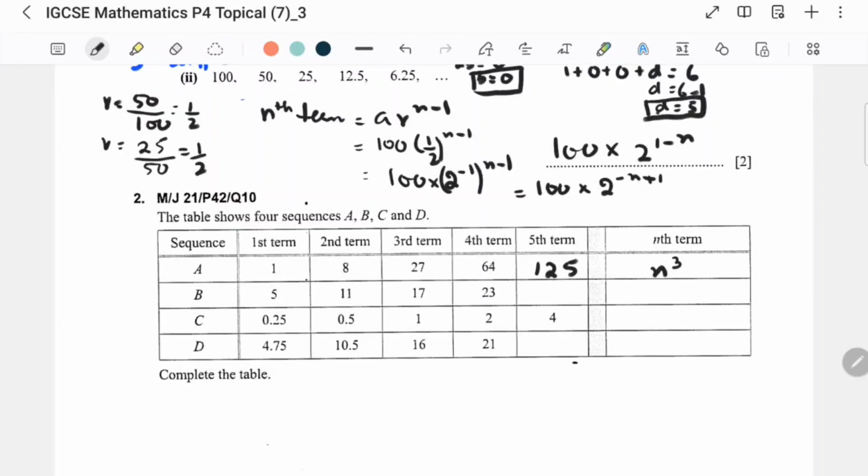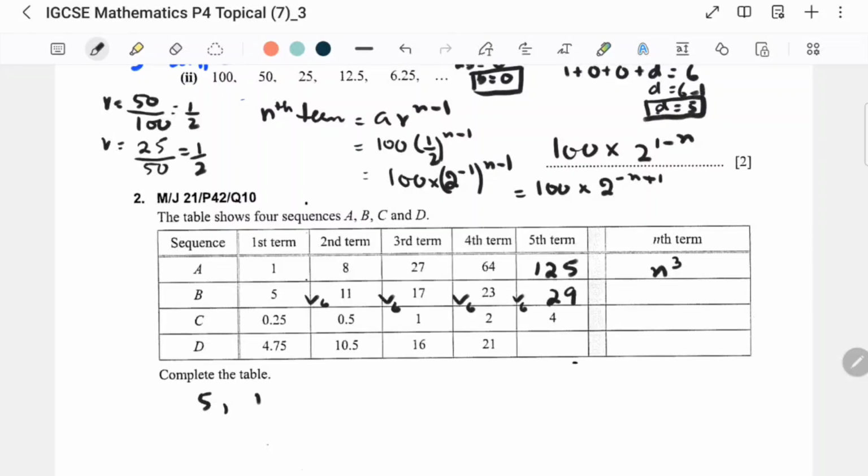Okay, the sequence 5, 11, 17, 23. The difference between 11 and 5 is 6, so the numbers are increasing by 6, 6, and 6, and 23 plus 6 is equal to 29. And you have to find out the nth term.